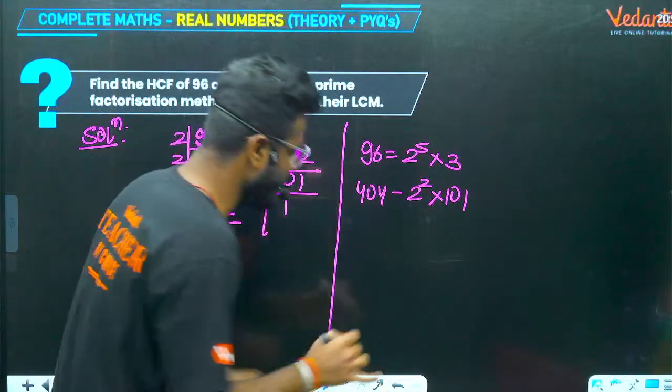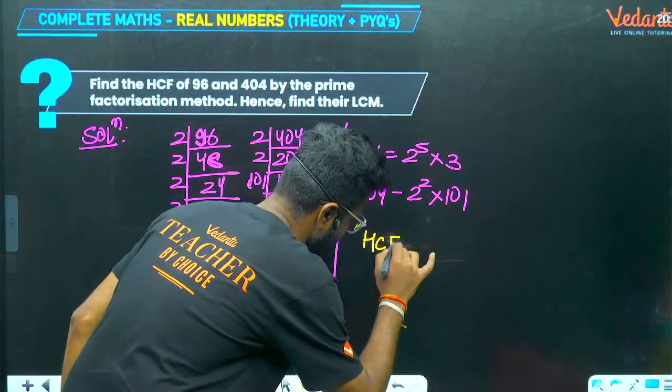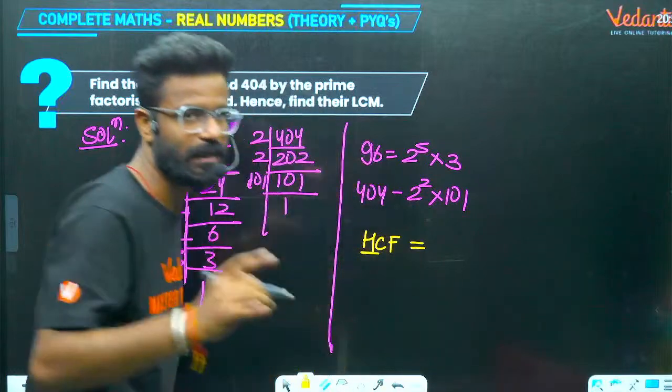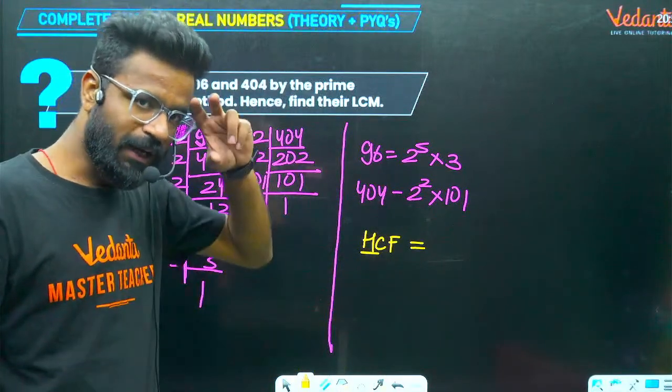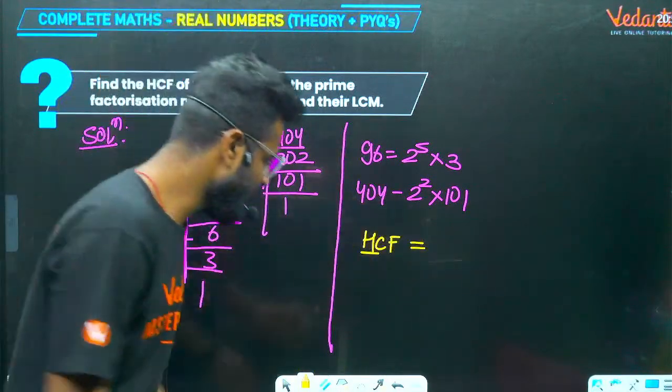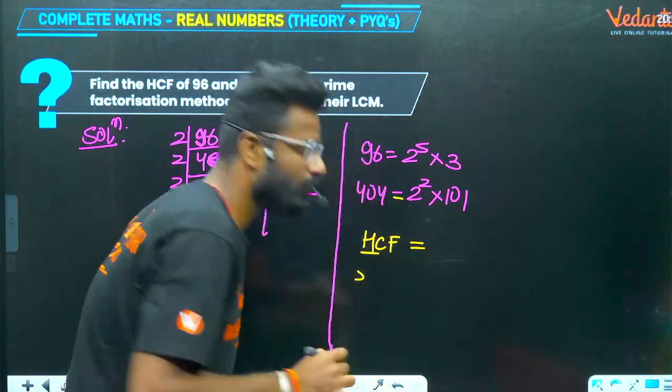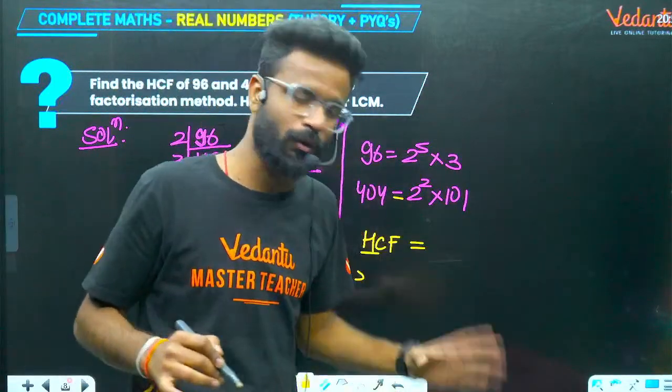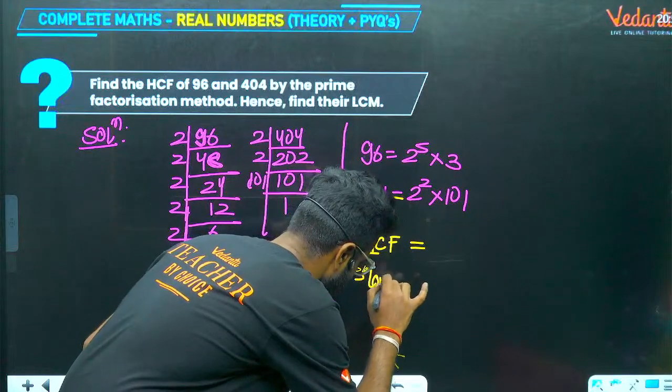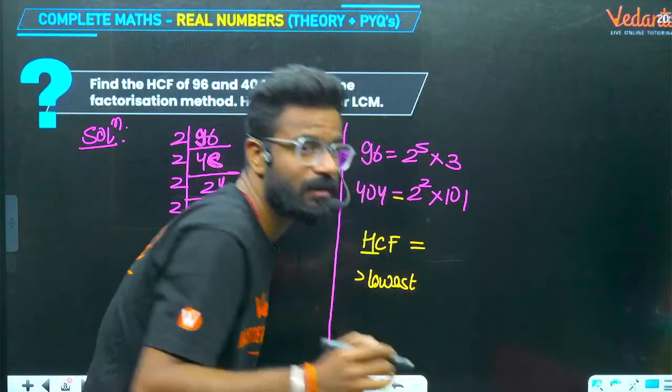Always remember that if you have to find the HCF, here H means highest common factor, but we think opposite. H is for highest, but we always think of the lowest. Right. Lowest. Sir, what's highest, what's lowest?